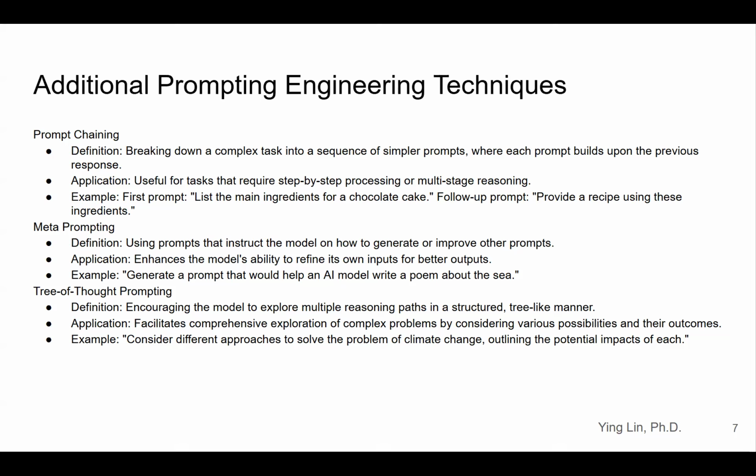Prompt chaining breaks down complex tasks into a sequence of simpler prompts. Each new prompt builds upon the previous response, leading to more structured and accurate outputs, and it mimics human step-by-step thinking and ensures logical progression.